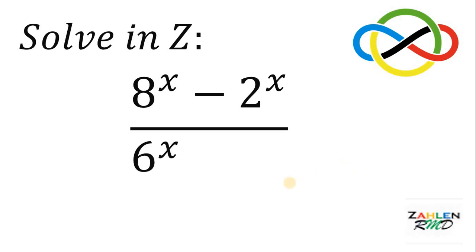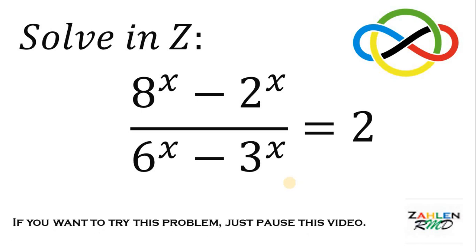We have (8^x minus 2^x) all over (6^x minus 3^x) equals 2. Now, if you want to try this problem, just pause this video, and if you're ready, here's the solution. And I hope you paused this video. Now let's see if you got the correct answer.